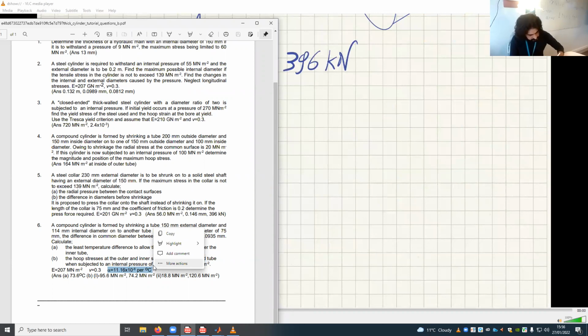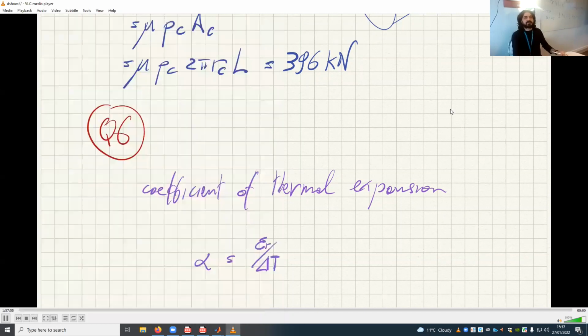Coefficient of thermal expansion. How is this defined? What is it? Alpha. Alpha is a strain divided by a jump in temperature. Which strain? In this case, this is expansion, so we're looking at radial strain. So epsilon r. Oh, sorry, you can see it. It's epsilon r.